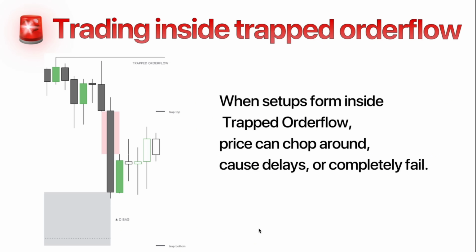Another common pitfall is trading inside of trapped order flow. When setups form inside trapped order flow, price can chop around, cause delays, or just completely fail. This is where you're going to find those nasty consolidations and those seek and destroy conditions. It is when price is stuck in between a higher time frame premium and discount array. There's a reason to go lower and a reason to go higher.